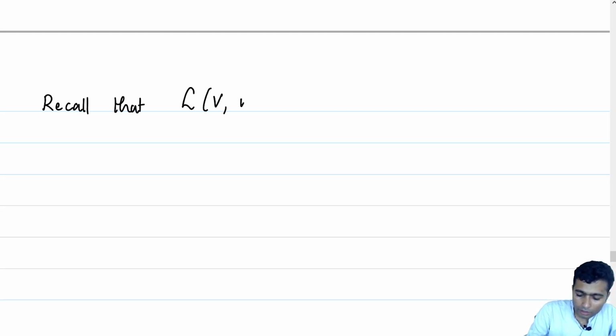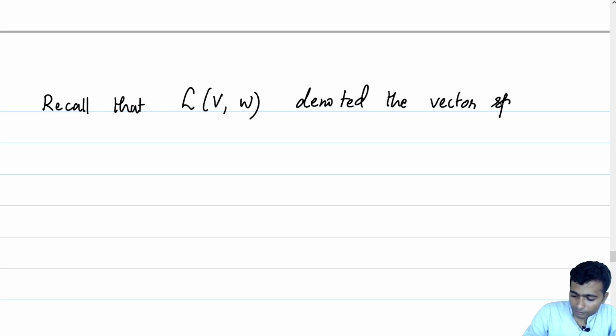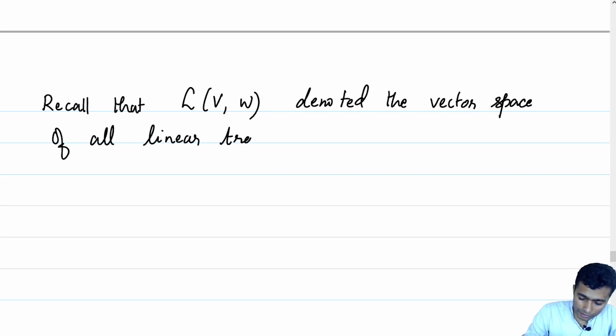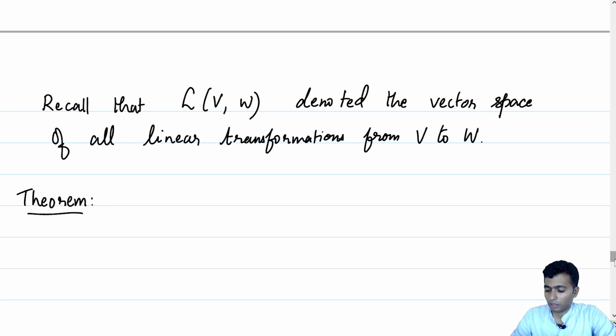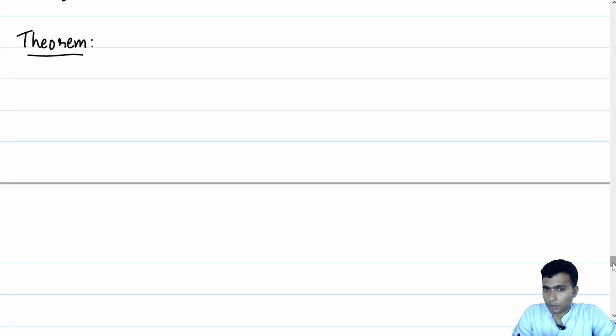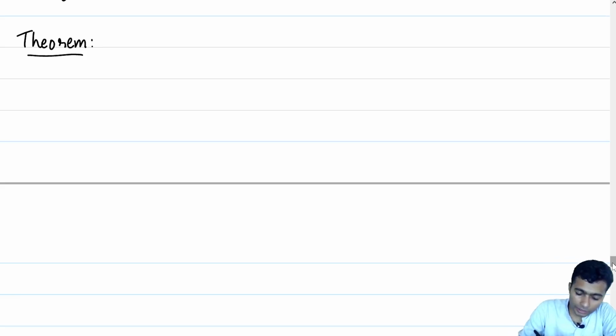So recall that L of V comma W denoted the vector space of all linear transformations from V to W. This theorem tells us that L of V comma W is isomorphic to the matrices of size m cross n when V and W are respectively of dimension m and n. So let's see what the statement is.